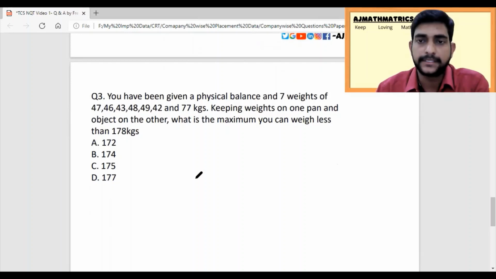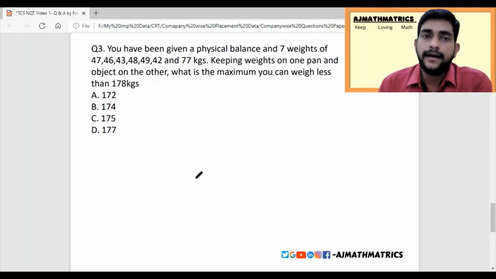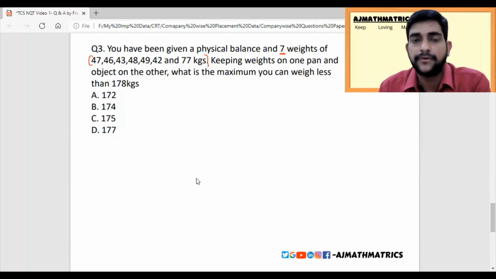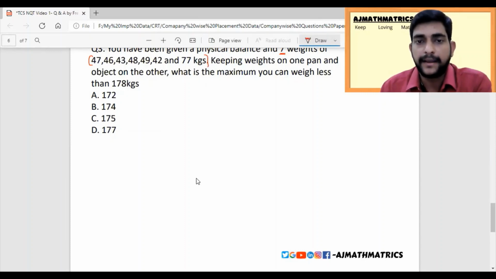Now let's solve the next question. And see here, you have been given a physical balance with 7 weights, that is 47, 46, 43, 48, 49, 42 and 77, keeping the weights on one pan. Now let's take this one pan and this is the other pan. Object on the other. What is the maximum you can weigh, less than 178?